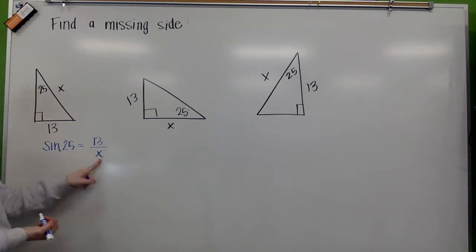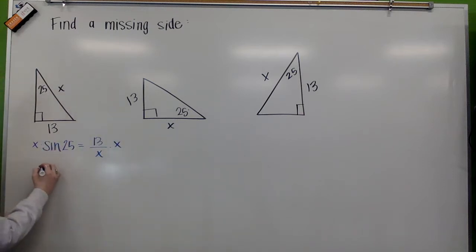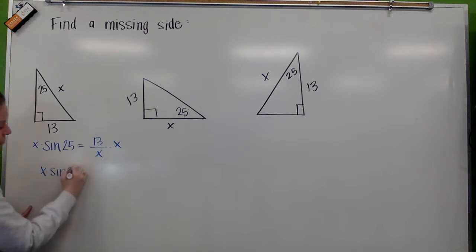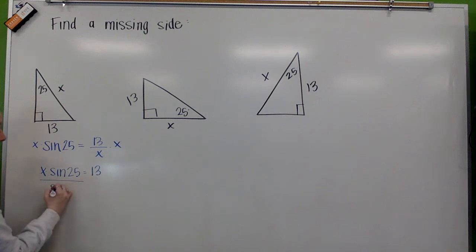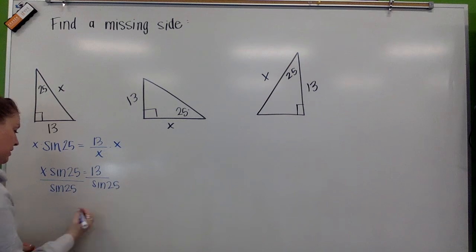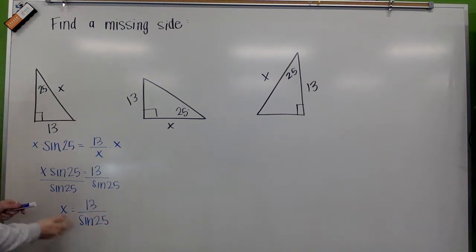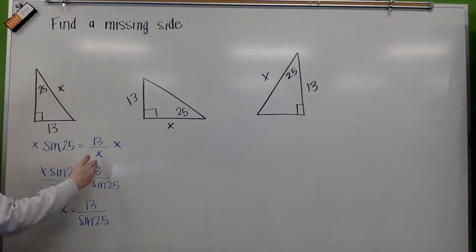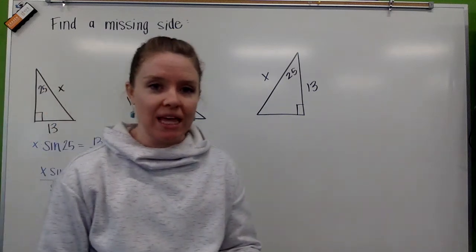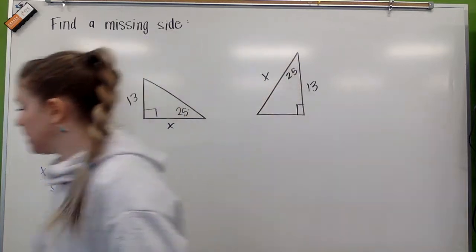I need to solve for x, which means I need to get x by itself. So I'm going to multiply both sides by x. So I get x times the sine of 25 equals 13. And now I'm going to divide by the sine of 25. So x equals 13 over the sine of 25. This is my exact length of x. But if I needed to know what that was, I'm not going to leave it in that format. I'm going to actually have to plug it into my calculator.